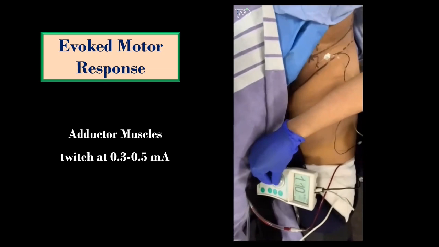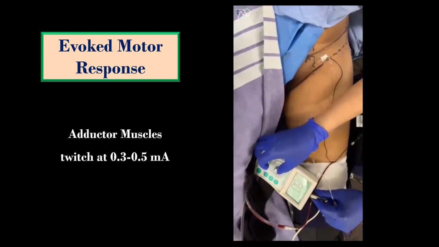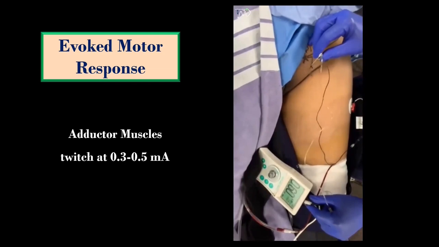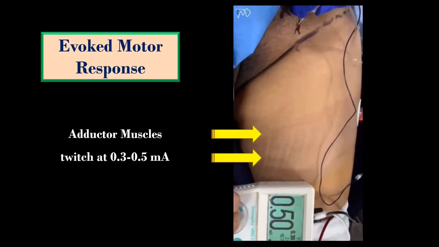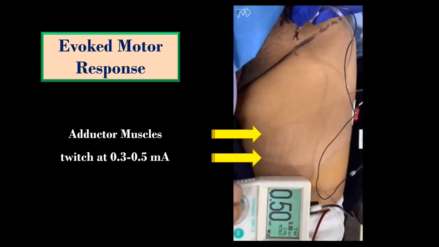Then gradually the current is decreased to 0.3 to 0.5 milliamperes. Once the desired response is obtained at this range, the local anesthetic is injected after negative aspiration for blood. With 1 mL of injection, the twitches are gone. It is known as the positive Raj sign.